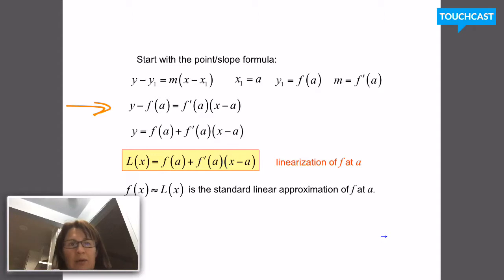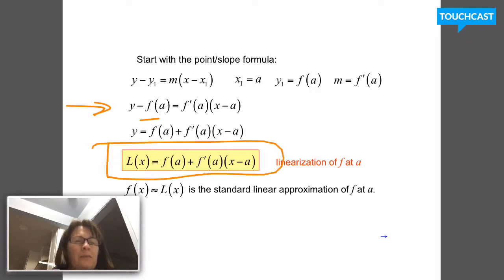y minus y1 essentially is equal to the slope, f prime of a, times x minus x1, which is a. If I isolate y, just by adding this f of a term to the other side of the equation, I have a function. And that function we actually call the linearization of f at a. You can think of it as a function of x. If you plugged in some x value, you could get a y value. It's a y value on the tangent line, it's not a y value on the actual function. It's going to be pretty close to the actual value of the function.